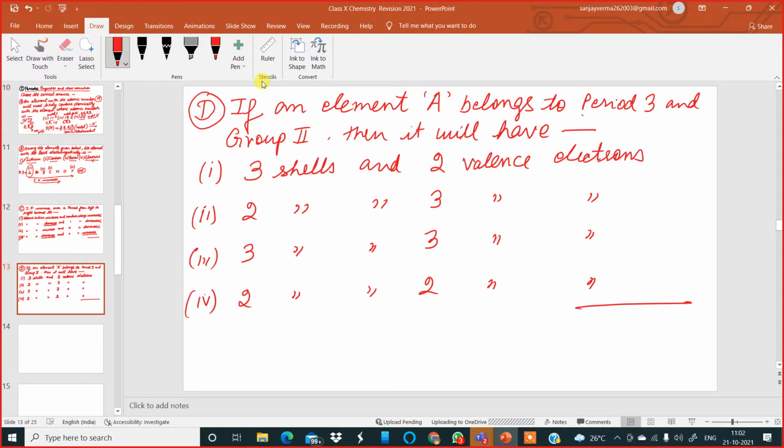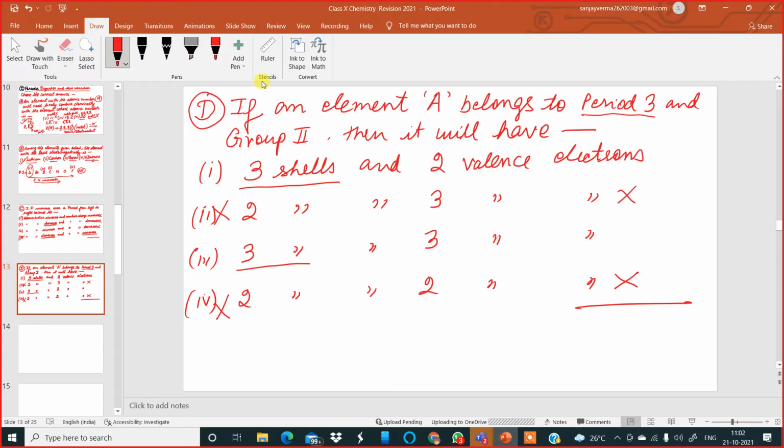It belongs to period 3. What does the period tell us about the element's position? The electronic configuration. Period 3 means what? Number of shells. So the number of shells could be either this answer or this answer, no? So this is out. This and this are out, no? So the answer cannot be option 2 or 4.